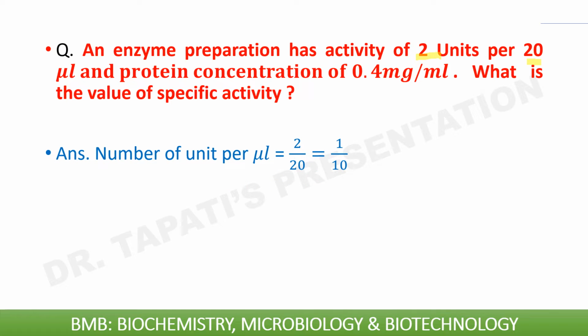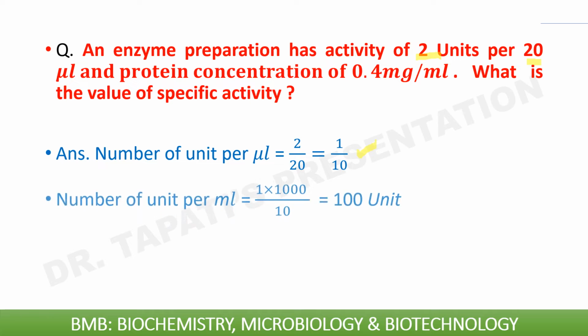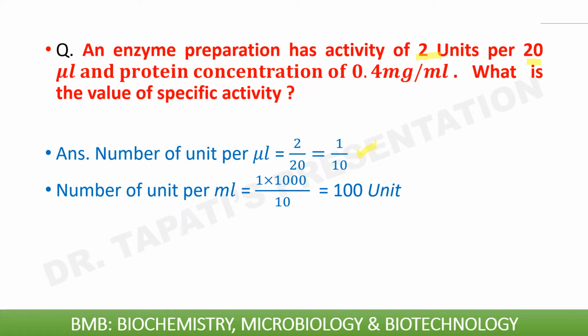Let's solve this problem. How? The number of enzyme activity units per microliter is equal to 2 by 20, because 2 units per 20 microliter, so 1 by 10 units per microliter. That is the enzyme unit per microliter value, 1 by 10, and the number of units per ml will be 1 into 1000 divided by 10. So in 1 microliter it is 1 by 10, then in 1000 microliter or 1 ml, that will be 100 units. We are multiplying by 1000 here because we are calculating for 1 ml.